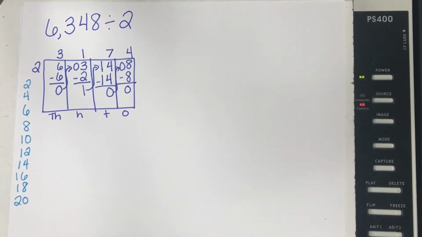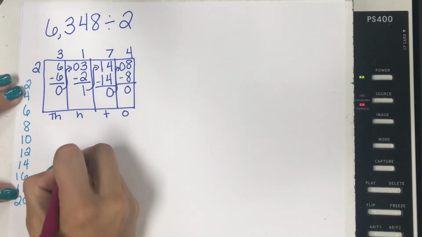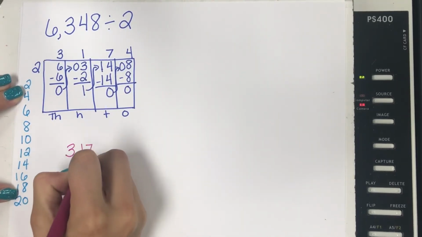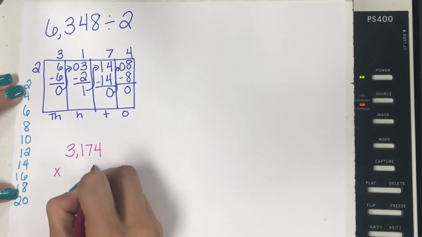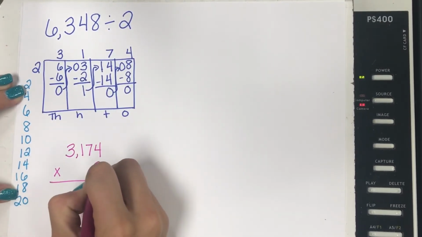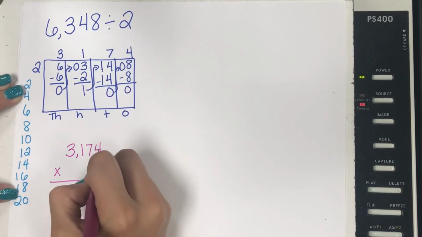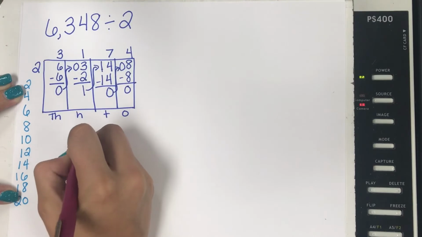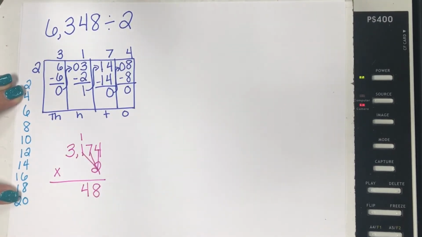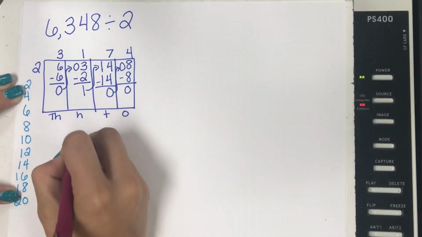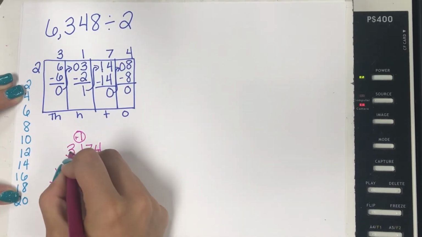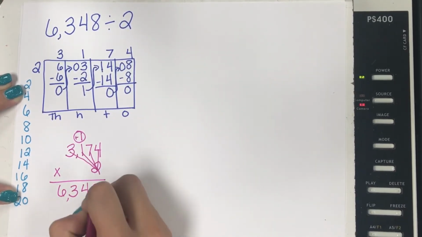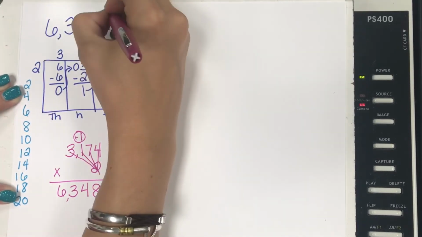Now, to check that, what do I do? Multiply. What numbers am I going to multiply? 3,174 times 2. 4 times 2 is 8. 7 times 2 is 14. 2 times 1 is 2, plus 1 more is 3. 3 times 2 is 6. Did I get that number I started with?